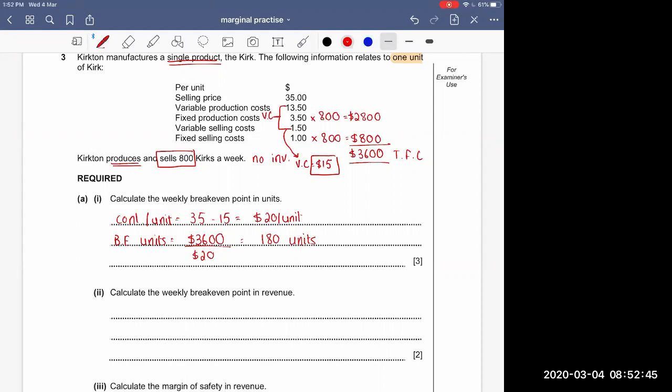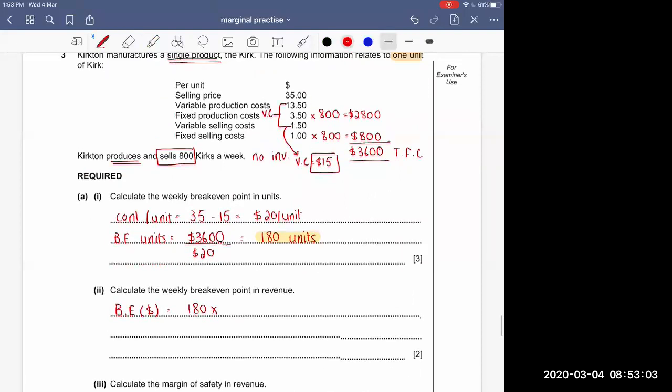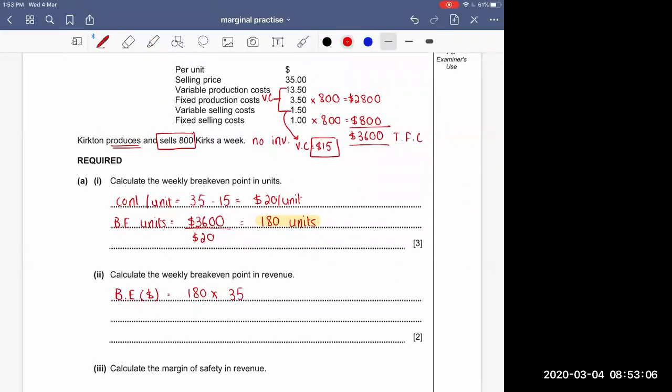We were just required to calculate breakeven in units, not in sales value. Now, the next requirement is breakeven point in revenue or value. So, breakeven in units multiplied by selling price. That's it. Breakeven in units multiplied by selling price will give us breakeven in value. Breakeven in units is how much? Sir, it's 180. Multiplied by selling price, which is 35. 180 into 35. If we calculate breakeven value, it's $6,300. Make sure that you are showing the calculations or the formulas, right? The formula we have to use is breakeven in value is breakeven in units multiplied by selling price.